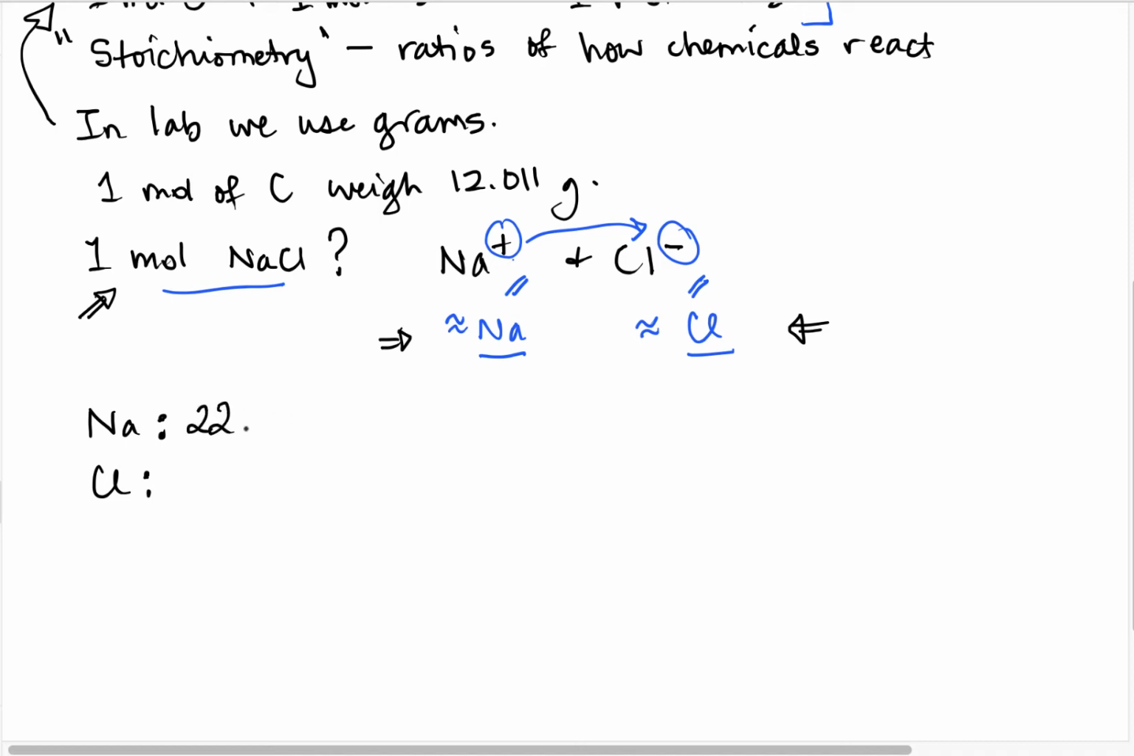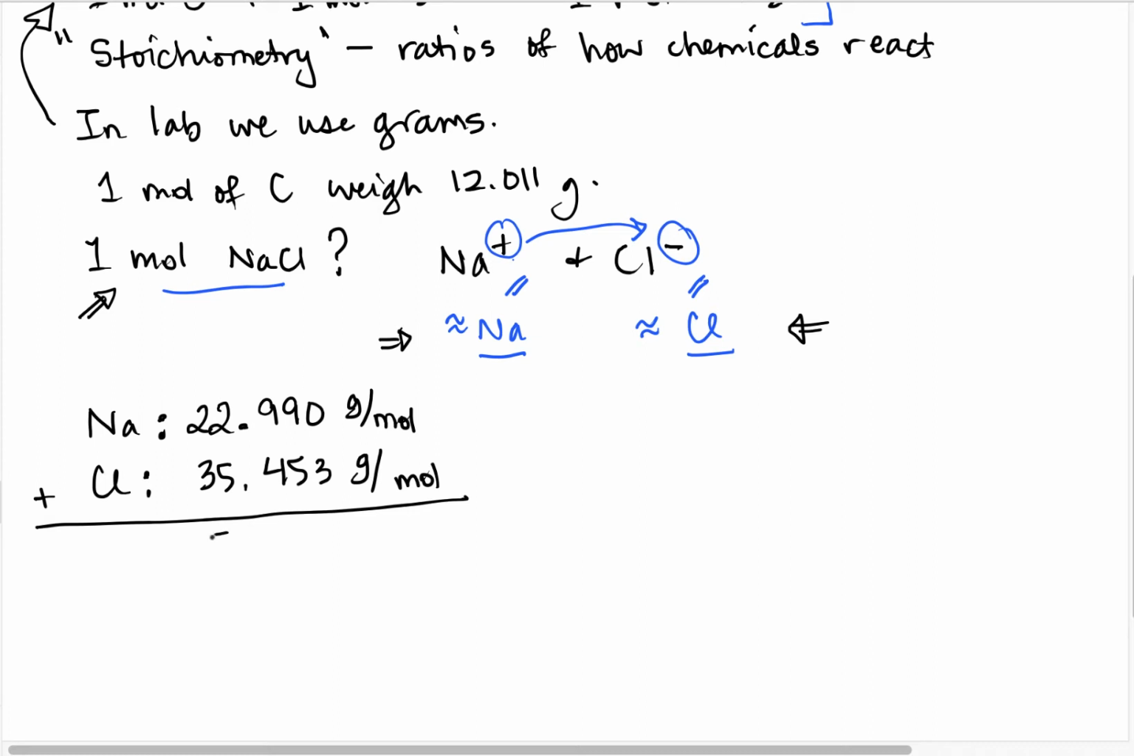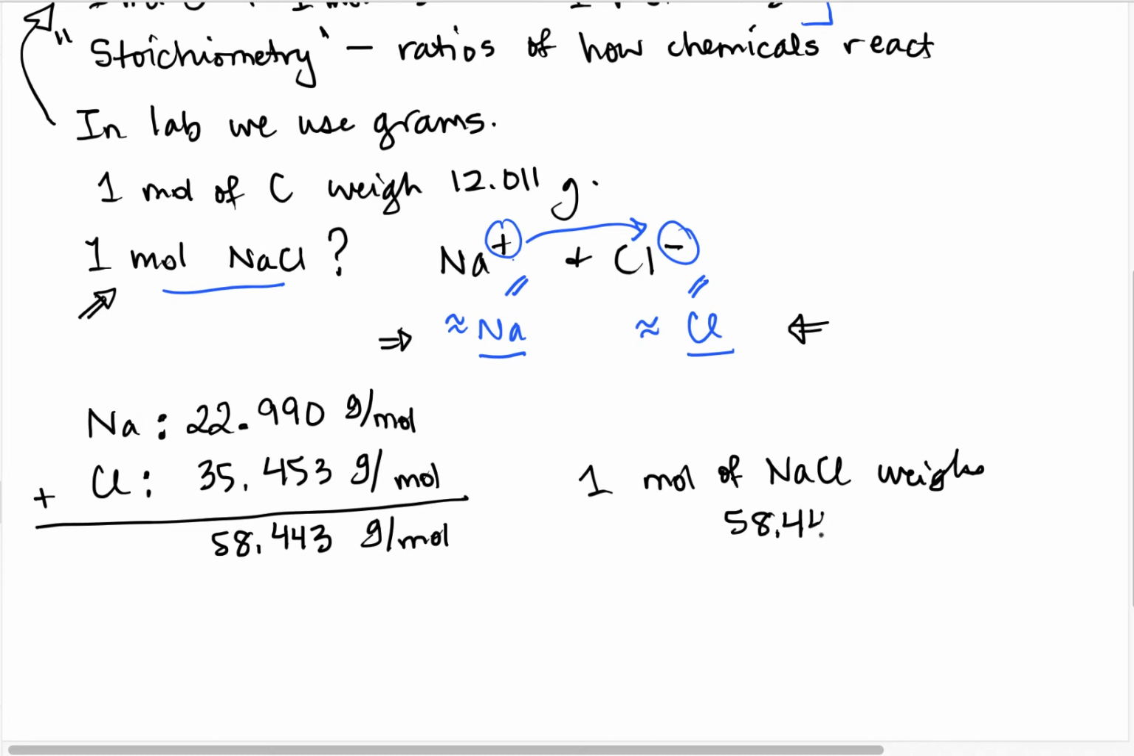On my periodic table, I have 22.990 grams per mole. I'm using the one in the book. And 35.453 grams per mole for chlorine. So if I add these two up, then I should get 58.443 grams per mole. So 1 mole of sodium chloride weighs 58.443 grams.